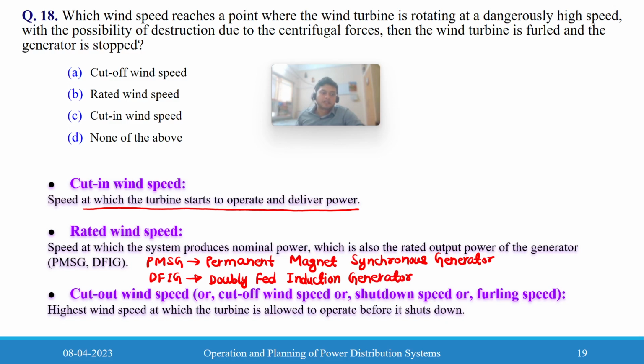And the third one is that cut-out wind speed is the wind speed up to which the turbine is allowed to operate before it shuts down. Beyond this it will not operate. So the correct option for this problem number 18 is cutoff wind speed.